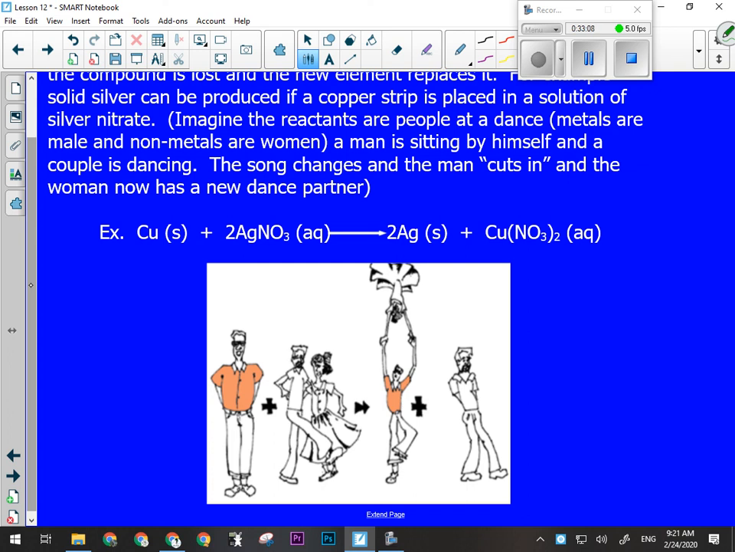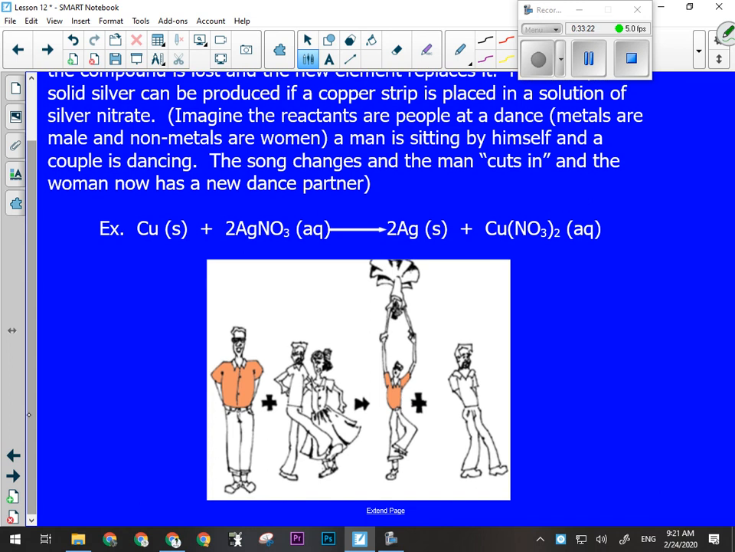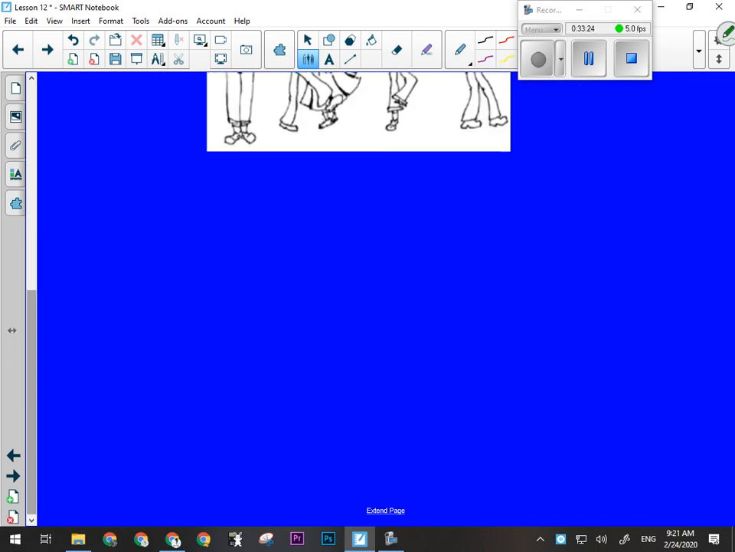So in a replacement reaction, an element reacts with an ionic compound, and what's produced is a new element and a new ionic compound. This would be an example of one that involves a metal, and this would be one that involves a non-metal. So I could have chlorine gas reacting with, let's say, potassium oxide.